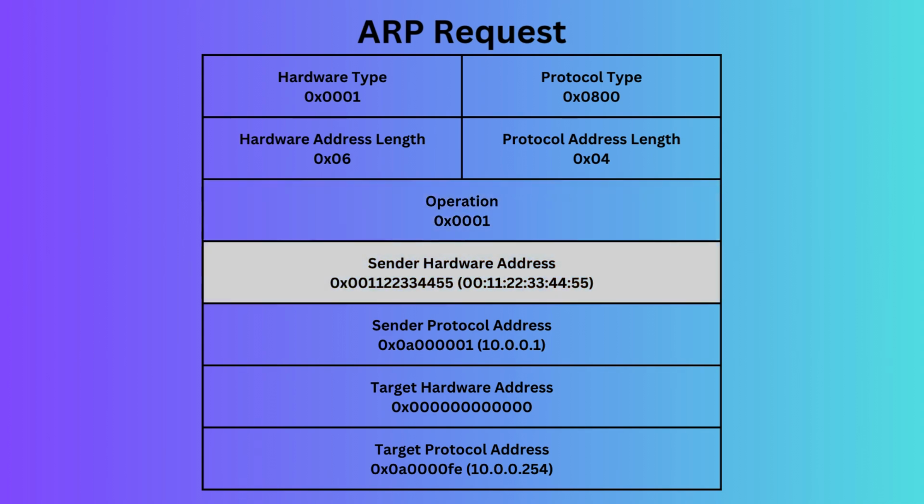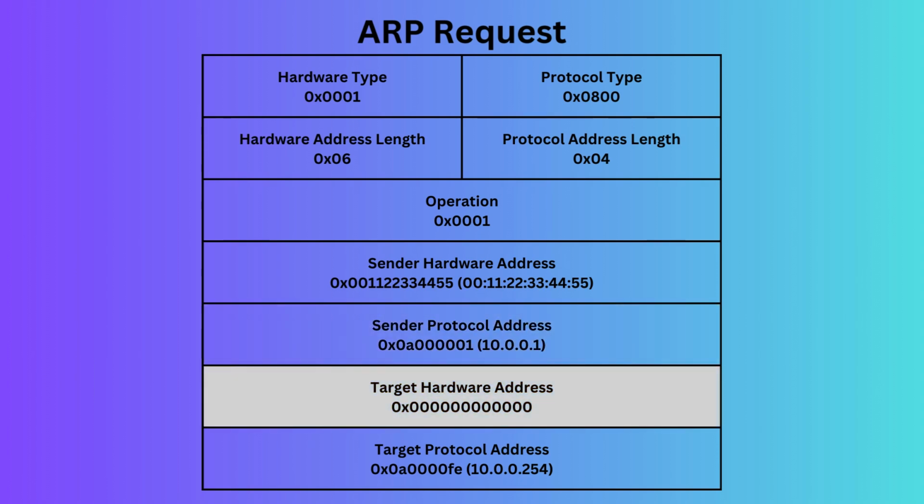In other words, the server is asking, who has the IP address 10.0.0.254? The sender hardware address contains the MAC address of the server sending the request. In this case, it's 00:11:22:33:44:55. The sender protocol address contains the IP address of the server, 10.0.0.1, so the recipient knows who sent the request.